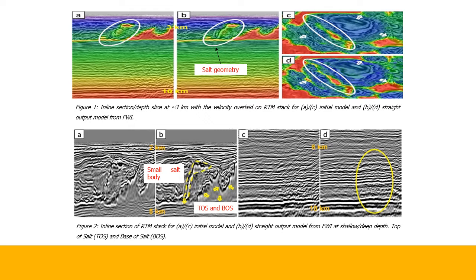You can see from figures 1B and also 1D, the salt geometry can clearly be observed compared to 1A and also 1C, where the salt geometry is much clearer in B and also D after we have applied the FWI methodology. While for figure 2, we can see an even clearer image of the salt body in figure B compared to figure 2A.